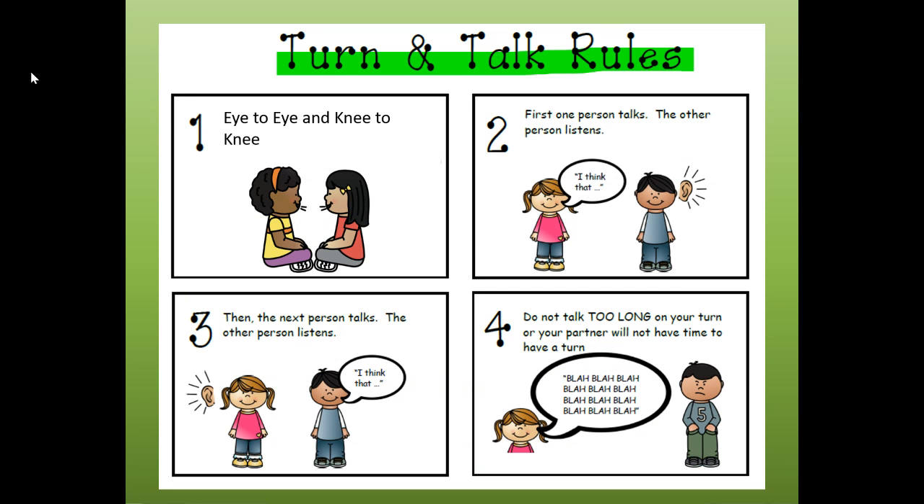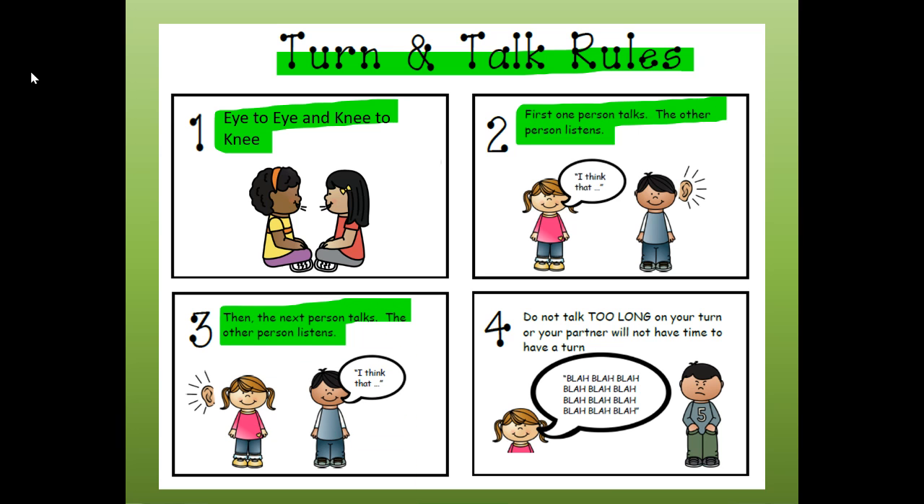Let's go over our turn and talk rules. If you have a partner at home, number 1, you're eye to eye and knee to knee. You always need to face your speaker and look at them as you're talking. Number 2, first one person talks, the other person listens. Number 3, then the next person talks, the other person listens. 4, don't talk too long on your turn or your partner will not have time to have a turn.